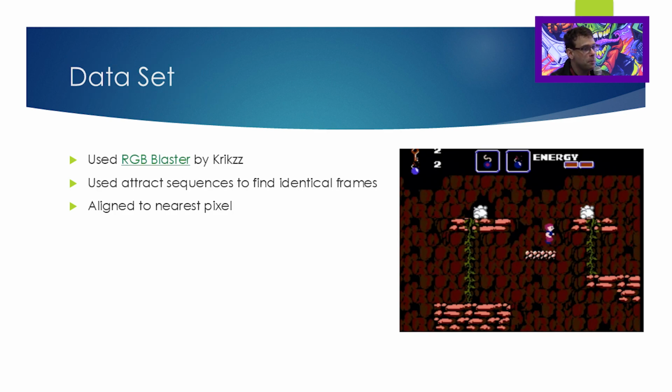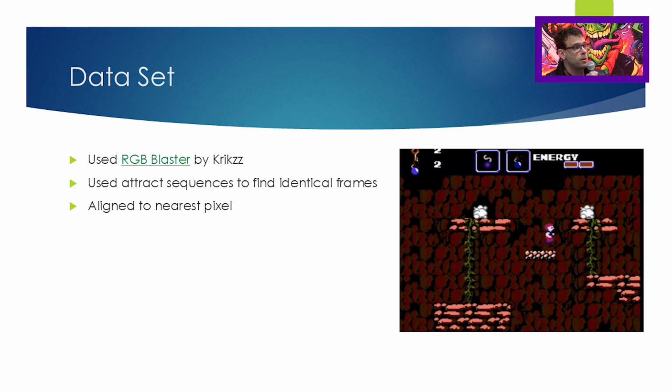So I used that RGB Blaster, and in order for the data set to work, you need to have frames that are the same between the good ground truth quality stuff and the low resolution stuff. Now, on a TV show, you might see if a related TV show has a DVD and a Blu-ray version.